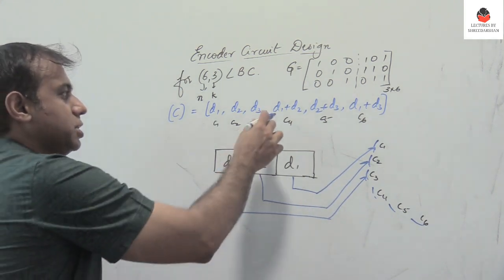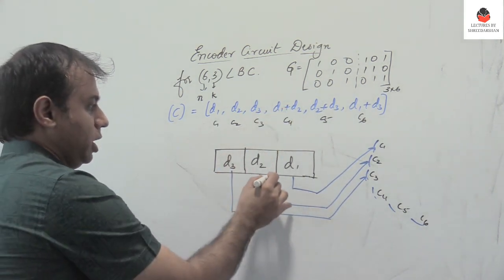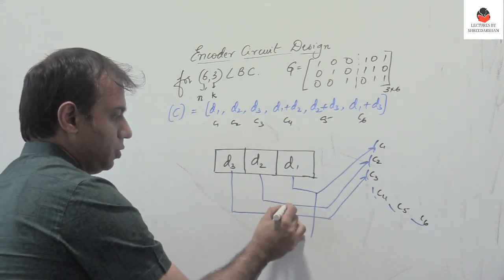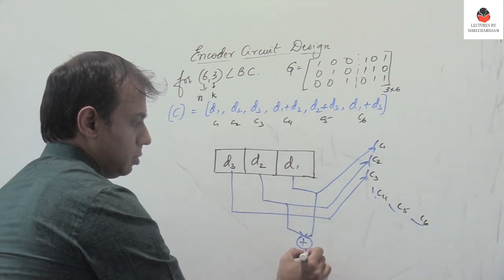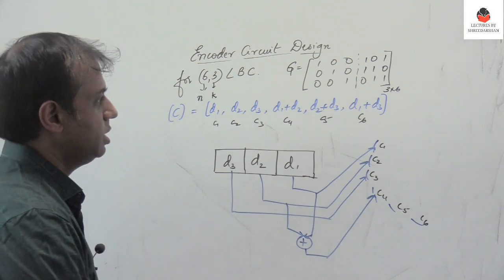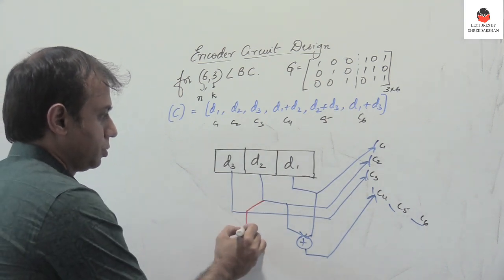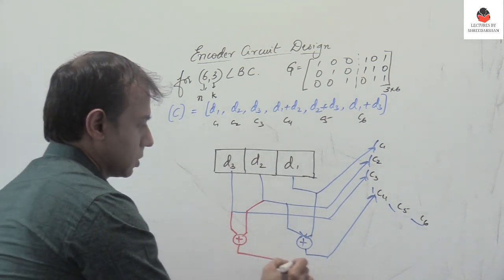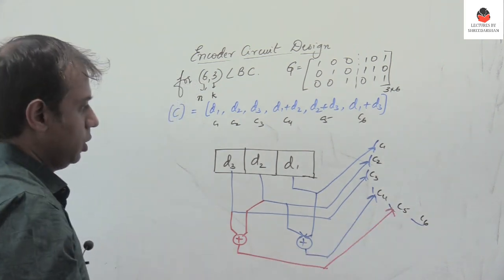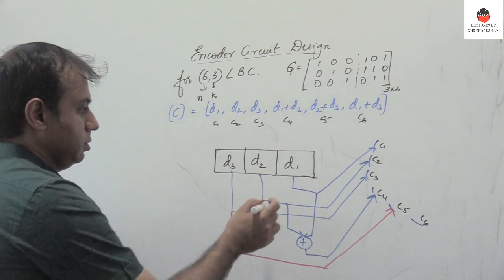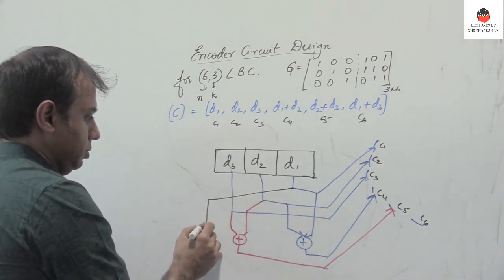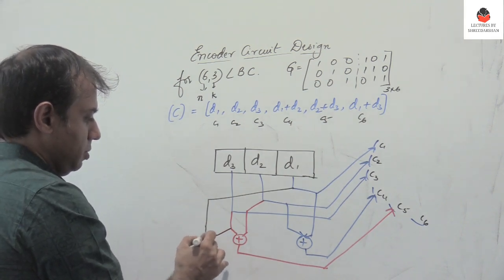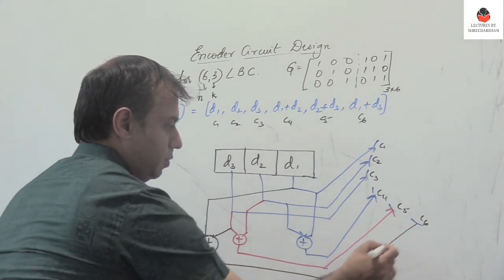And what is C4? C4 is D1 XOR D2. So you have D1 and D2, both of them have to be XORed. This is C4. And what is C5? It is D2 and D3, both of them XORed will be C5. And what is C6? C6 is going to be D1 and D3, both of them XORed will give me C6.